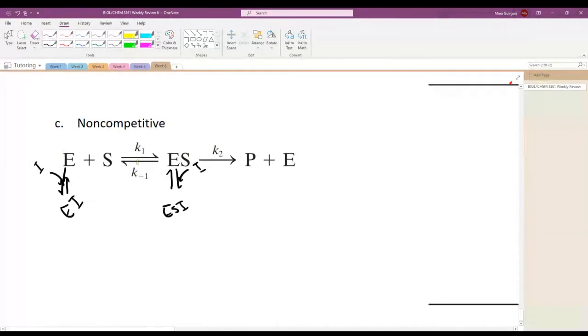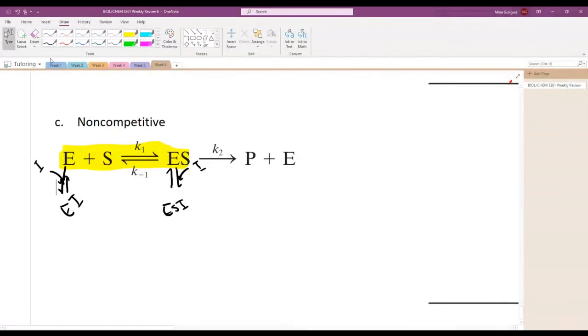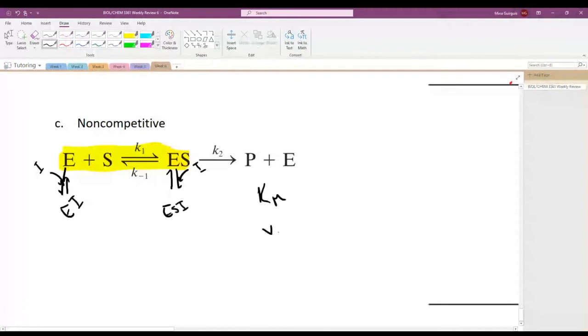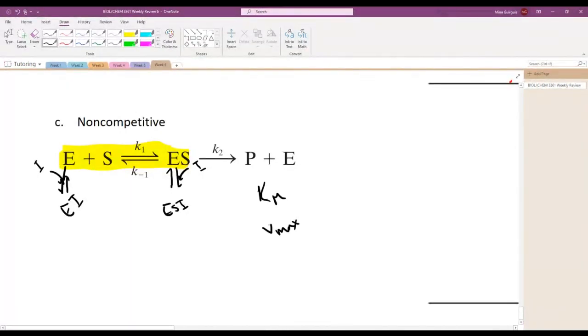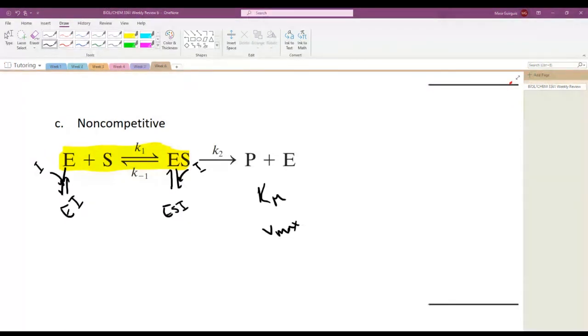So again, I'm going to highlight this equation because this is all we care about for now. Okay, so how does this affect Km and how does this affect Vmax? And one thing I'm going to emphasize is, once again, the inhibitor has an equal affinity for both. Exactly. Km is going to stay the same.